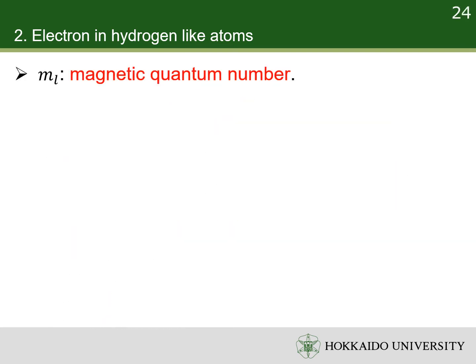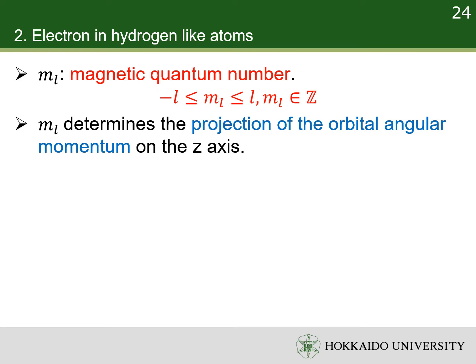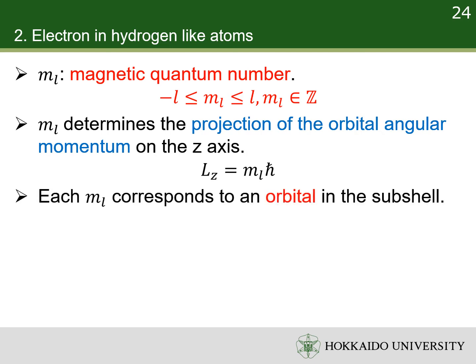ml is the magnetic quantum number. It is an integer between -l and l. The magnetic quantum number determines the projection of orbital angular momentum of the state on the z-axis. The relation is shown below. In the subshell, each magnetic quantum number corresponds to an orbital.